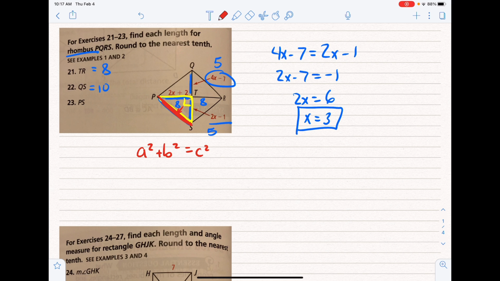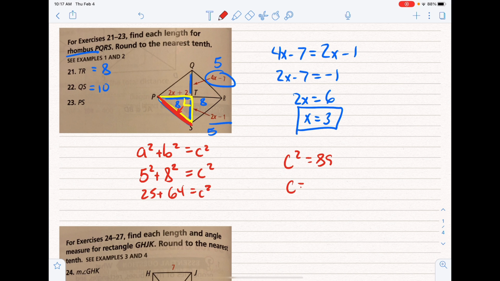So let's see, a is 5, right? We'll say 5 squared plus b would be 8 squared equals c squared. That's the unknown. So that's 25 plus 64 is equal to c squared. And if you really only take it about that far, you get that c squared is equal to 89. So therefore, c is equal to the square root of 89.